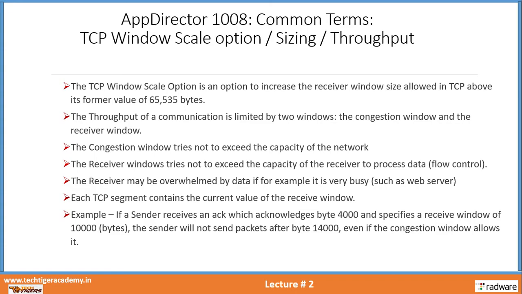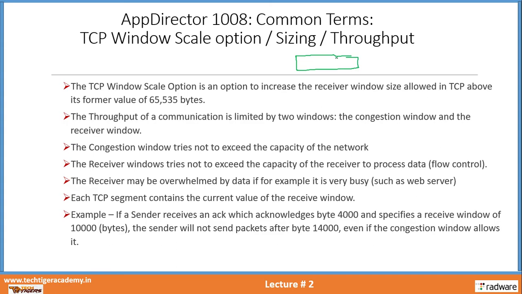I believe that's the last topic of lecture number 2. We'll talk about TCP window scale option, sizing, and throughput. The TCP window scale option is an option to increase the receiver window size allowed in TCP above its former value of 65,535 bytes. Sizing simply means how much data can be sent from the sender to the receiver at a time.